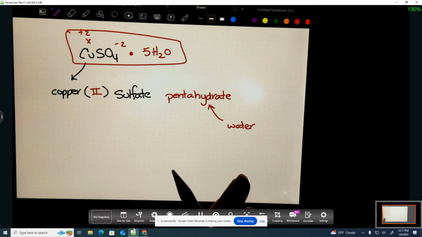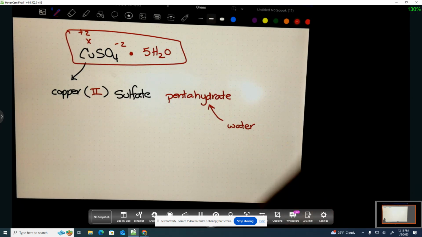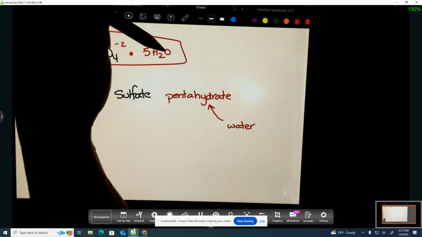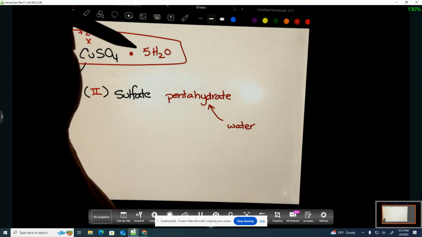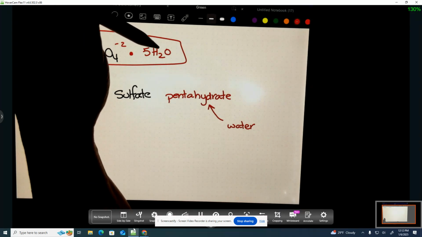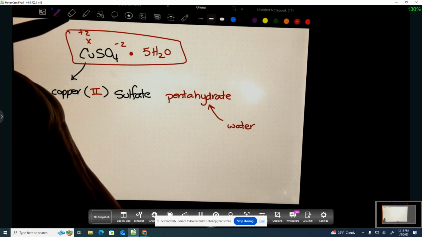Depending if it's covalent or ionic, that's penta, or is it? Well, because it's a hydrate, let's say there were only 2 waters here, then we would say dihydrate. If it was 3 waters, we'd say trihydrate. If there was 4 waters, we'd say tetrahydrate. Yes, just like a covalent compound.